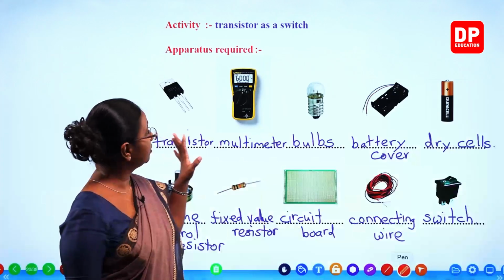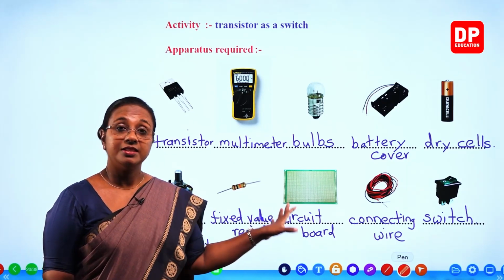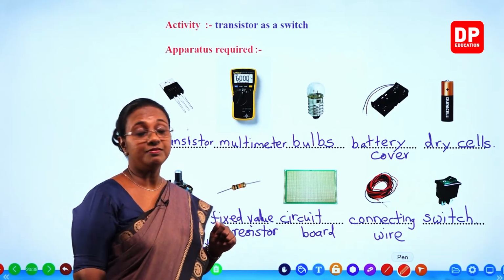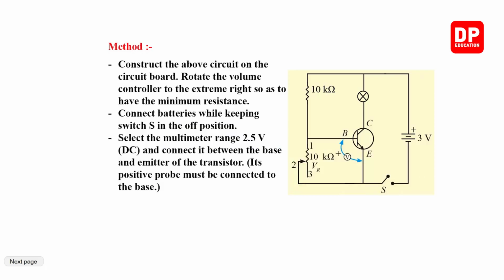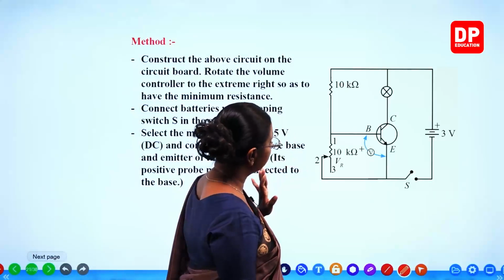So here we are going to observe the switching action of a transistor. Then I'll move on to the next slide where I discuss the activity with you all, the method of the activity. So here, method. Construct the above circuit on the circuit board. Rotate the volume controller to the extreme right so as to have the minimum resistance. So we'll look at the circuit first.